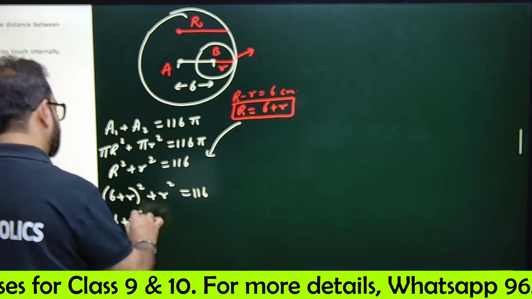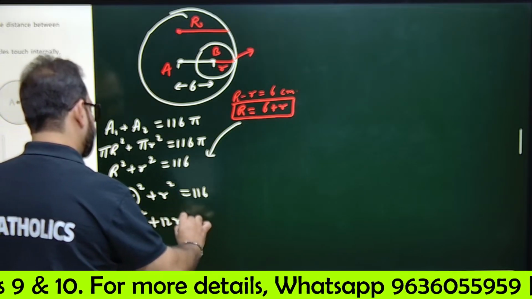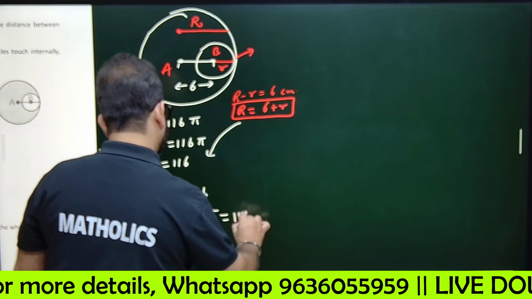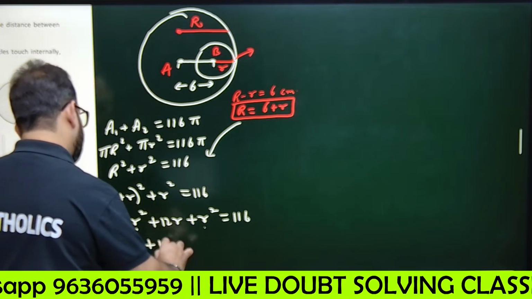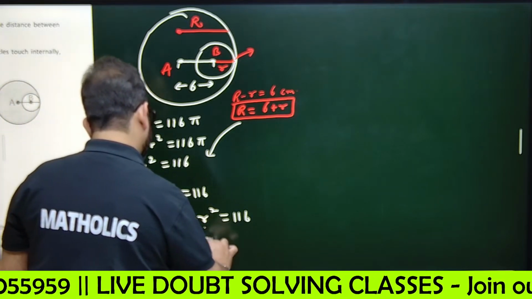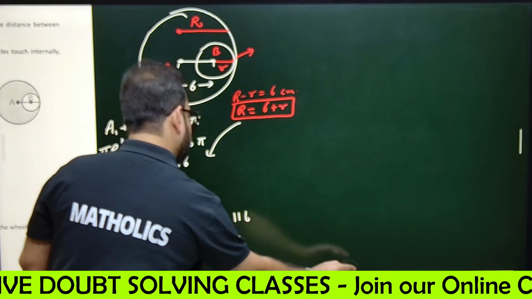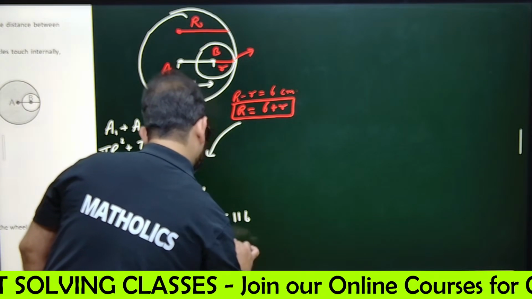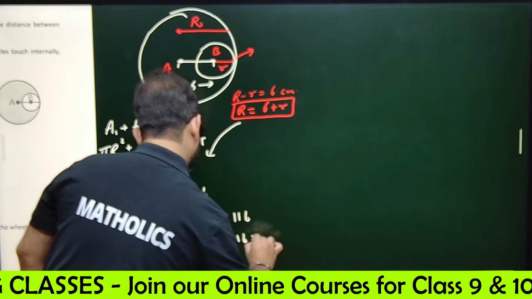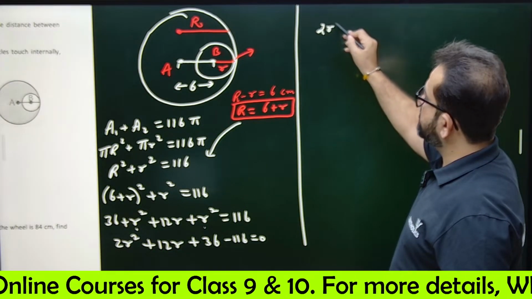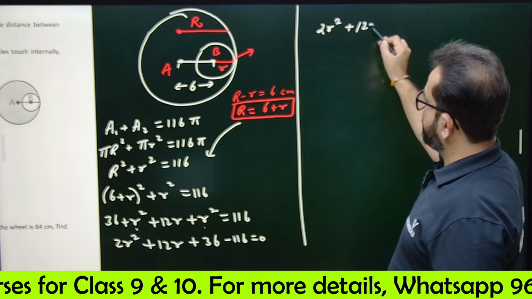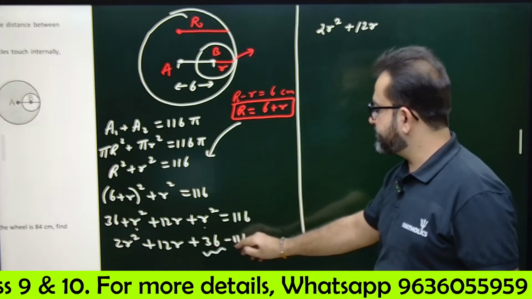36 plus r square plus 12r plus r square equal to 116. So r square plus r square is 2r square plus 12r. It is plus 36 and minus 116, and that equals 0. So finally, what equation did we get? It is 2r square plus 12r, 36 minus 116, what will it be?